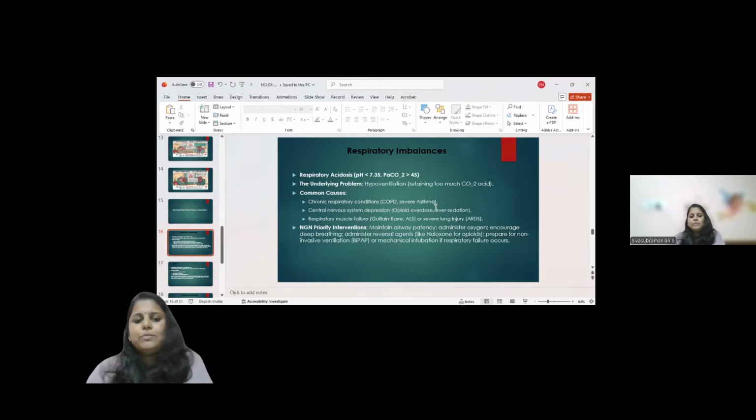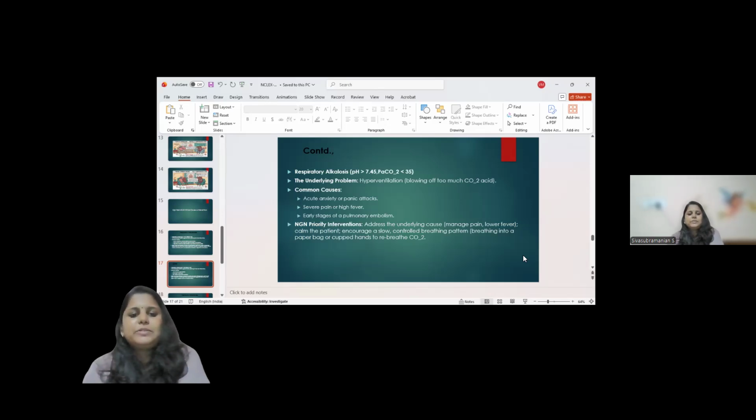acidosis. When it comes to NCLEX, the priority intervention is to maintain airway patency. We need to administer oxygen, encourage the patient to take deep breaths, and administer the reversal agent in case of opioid overdose or sedation overdose. Then we have to prepare for non-invasive ventilation in case of COPD. So with COPD, first consider non-invasive ventilation like BiPAP, or mechanical intubation in case of severe respiratory failure or ARDS. Is that clear?